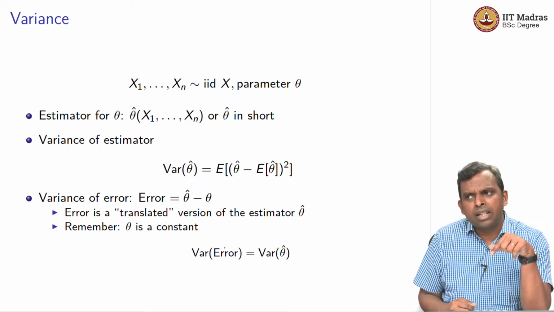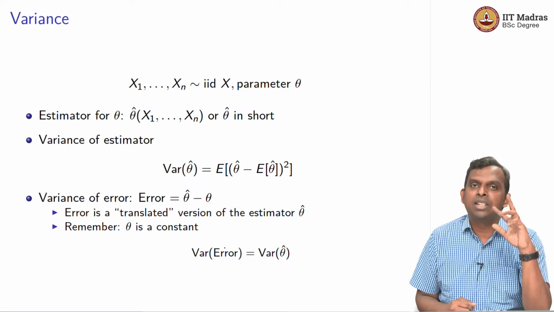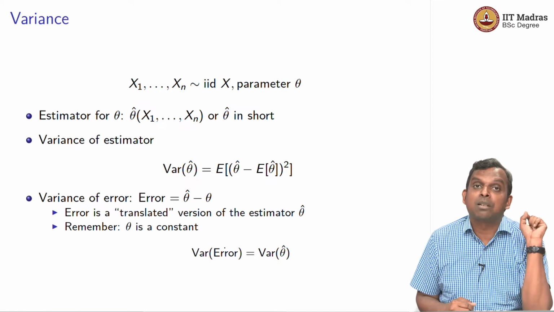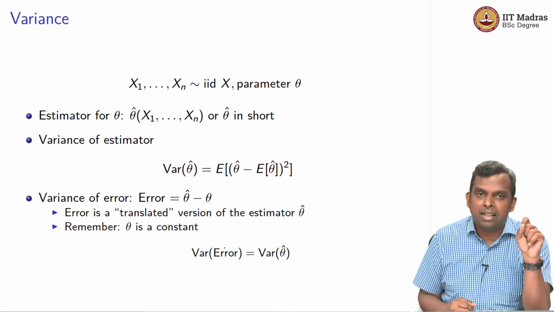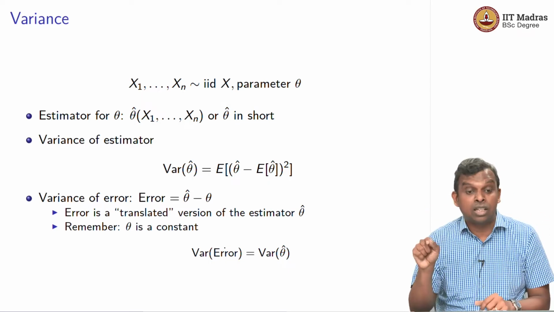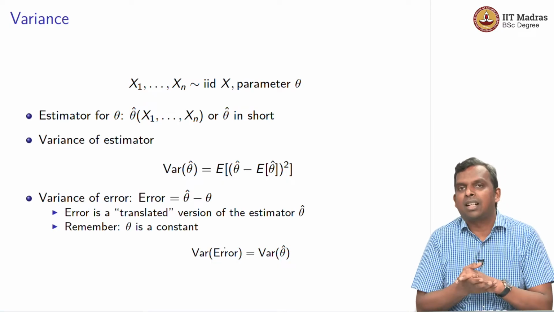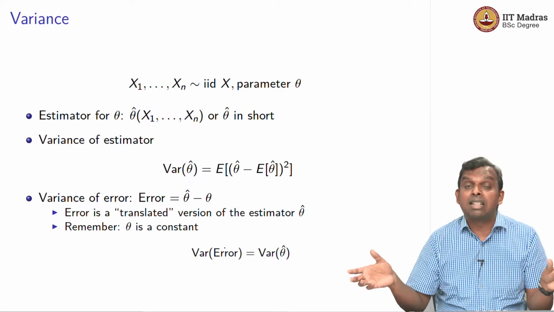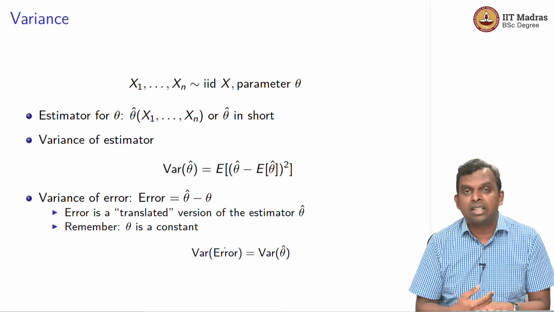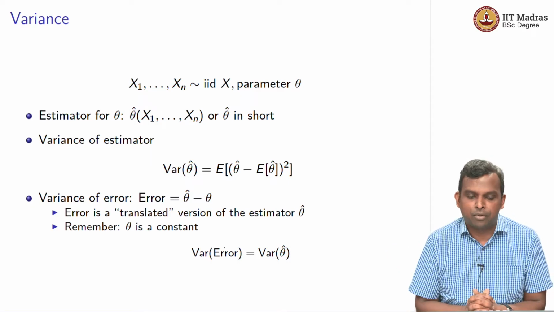What about variance of the error? Why am I suddenly saying variance of the estimator? Why not variance of the error? It turns out these two are one and the same. Error is simply a translated version of the estimator. Theta hat is your estimator, and error is theta hat minus theta. I'm just translating it by a constant theta. So when theta is a constant, theta hat minus theta and theta hat both have the same variance, because one is simply a translated version of the other. So variance of error and variance of theta hat are the same. You don't have to bother with that subtle difference between the two.